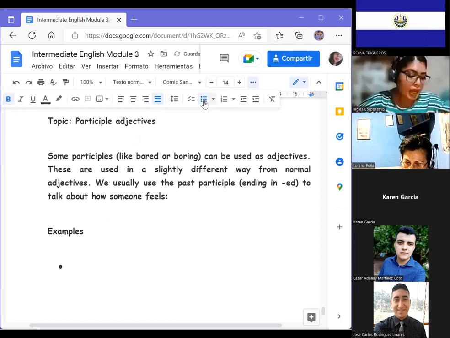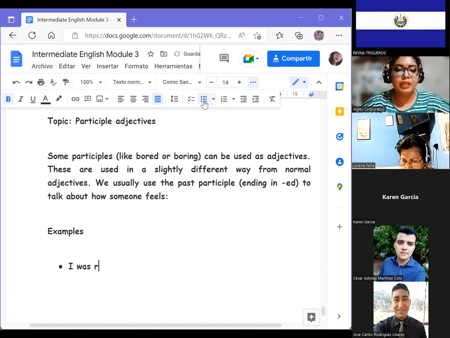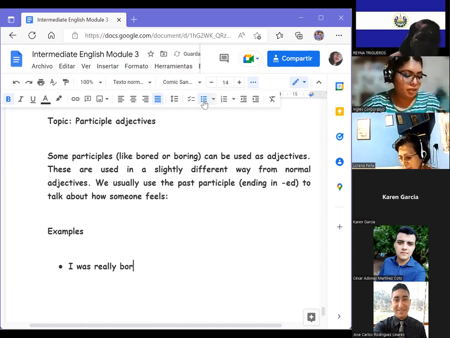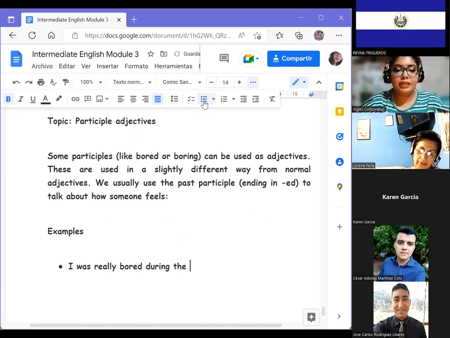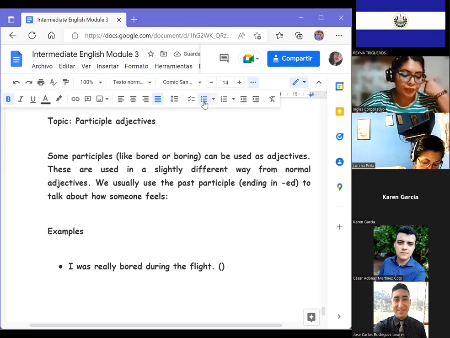Here we have, I was really bored during the flight. That is the sentence, and in that case, we are saying that we feel something when we are on the flight.